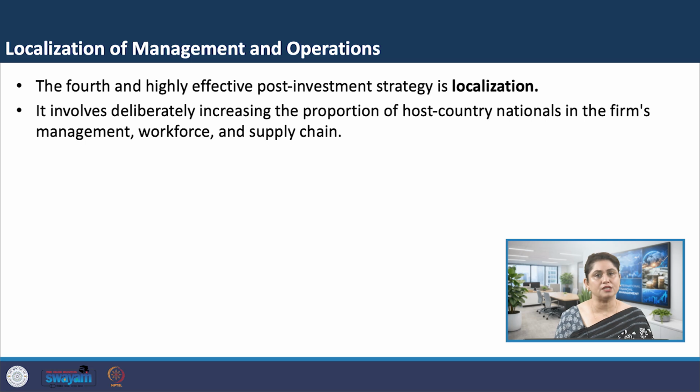The fourth post investment strategy is localization, deliberately and systematically increasing the proportion of host country nationals in the firm's management structure, workforce, and supply chain. Localization is in many ways the most operational expression of the good citizen policy. It is how the firm demonstrates, not just in words, but in actual hiring and procurement decisions, that it is genuinely committed to the host country's economic development and genuinely integrated into its social and economic fabric.